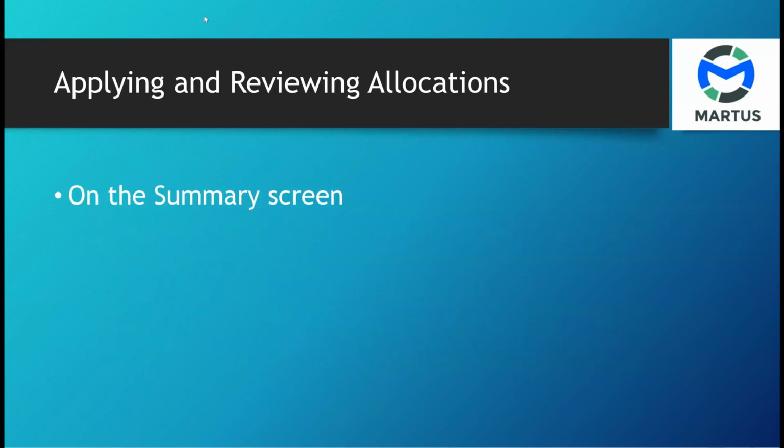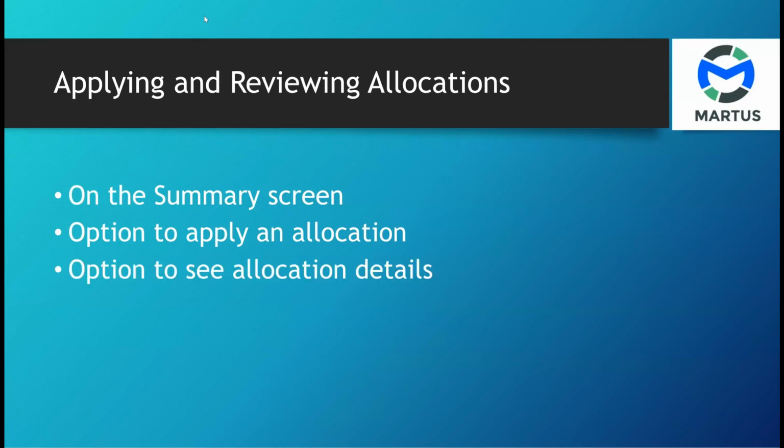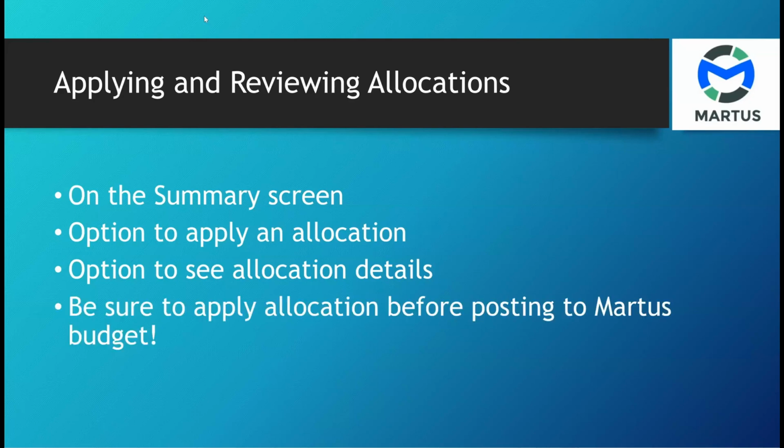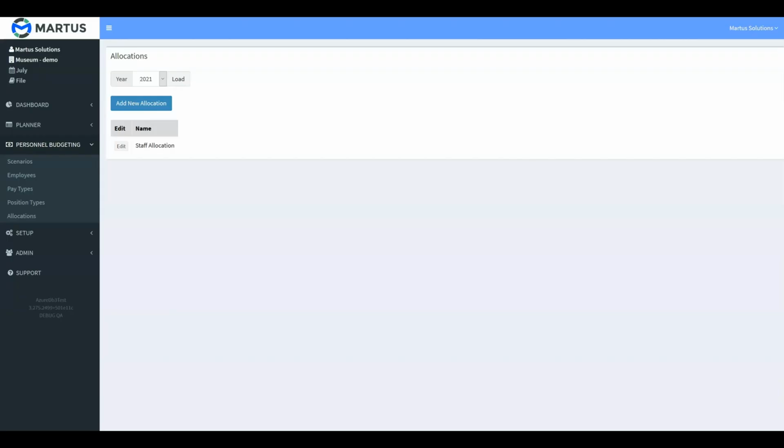You can review allocations on the Summary tab within Personnel Budgeting. You have the option to apply an allocation in order to review costs without the allocation applied, and then with the allocation applied. You can even view allocation details so that you can see original costs, with subtractions from the original budget area due to the allocation, and the addition to new budget areas on account of the allocation. Be sure to apply the allocation before posting the personnel budgeting scenario to the Martus budget.